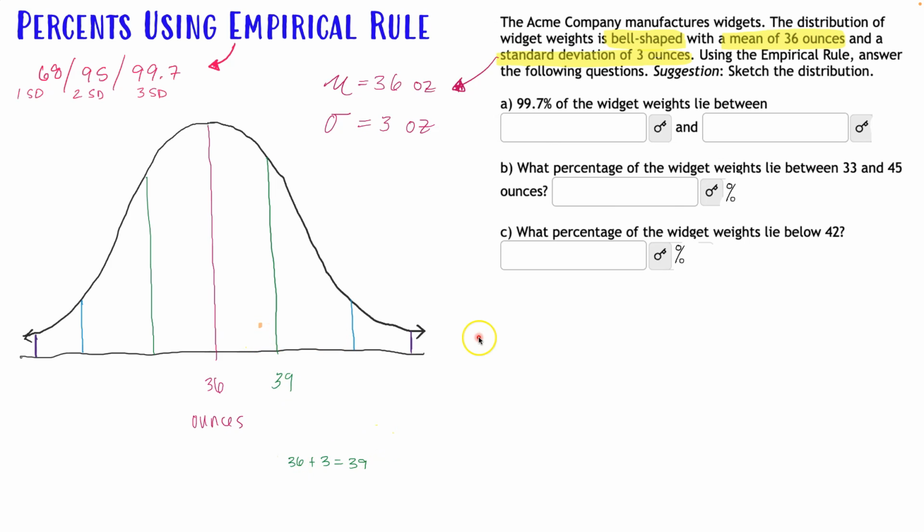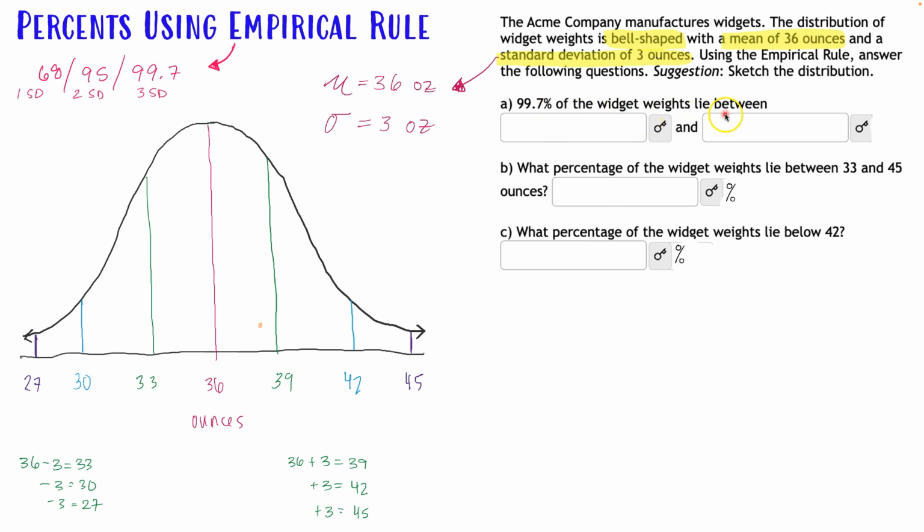This direction is positive, so we keep adding the standard deviation to get these values. If I just keep adding 3 for my standard deviation, I fill in the rest of these numbers. Likewise, to go in the negative direction, I would take 36 minus 3, and then minus 3 again, and then minus 3 once more to fill in the rest of the numbers. Once we have this drawn, it makes it really easy for us to answer any type of question about the empirical rule.